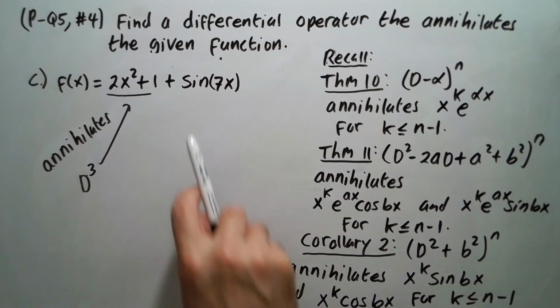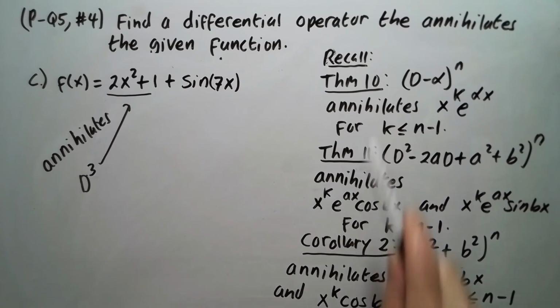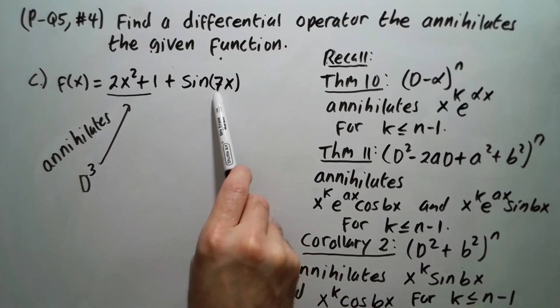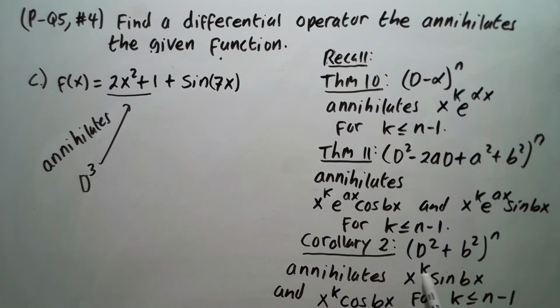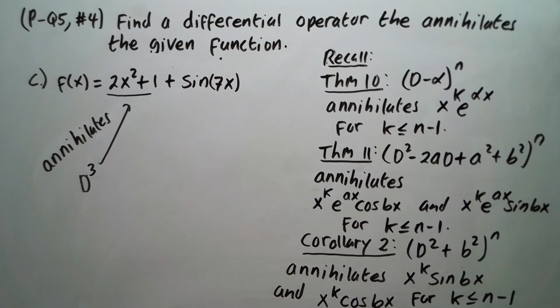Now we need to annihilate the sine of 7x. Okay, to do that, we have theorem 10, 11, and actually corollary 2. And we're actually going to apply corollary 2 down here. It says D squared plus b squared to the n annihilates x to the k sine bx and x to the k cosine bx. So in our case, it looks like the b is going to be 7. And there's no x in front of the sine, so you can think of it as x to the 0. So therefore, n would be 1 in that case. So therefore, b is 7. Let's apply corollary 2 then.